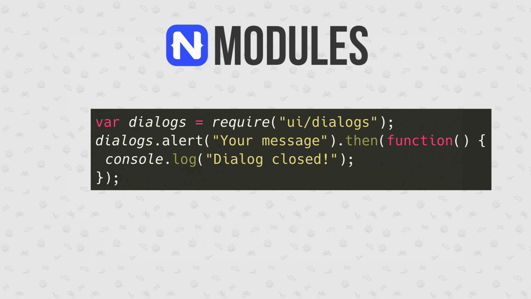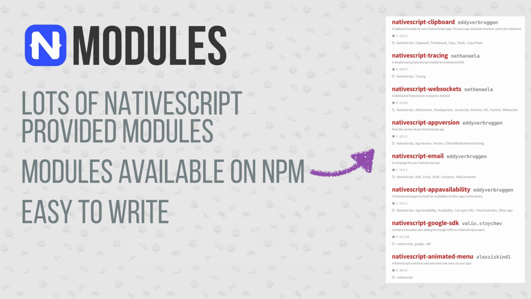There's a lot of modules. There's a lot of NativeScript provided modules for doing different kinds of widgets, like show me a button, show me a tab bar, show me an alert, those kind of things. And also for doing things like make an HTTP request, and so on. There's a lot of modules available on NPM, which are user contributed, and you can write them yourself.